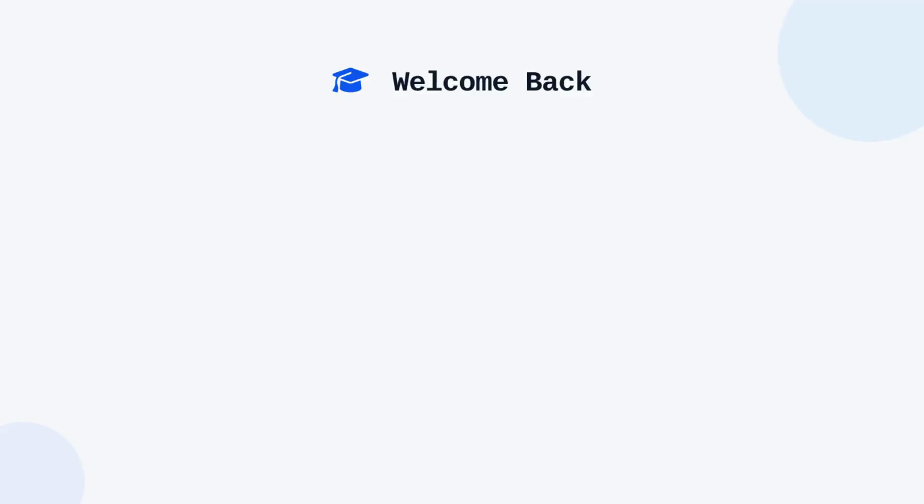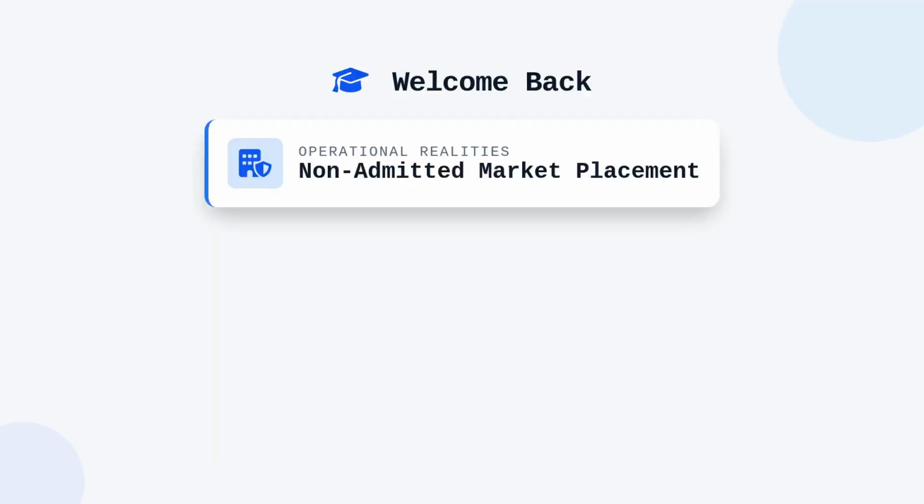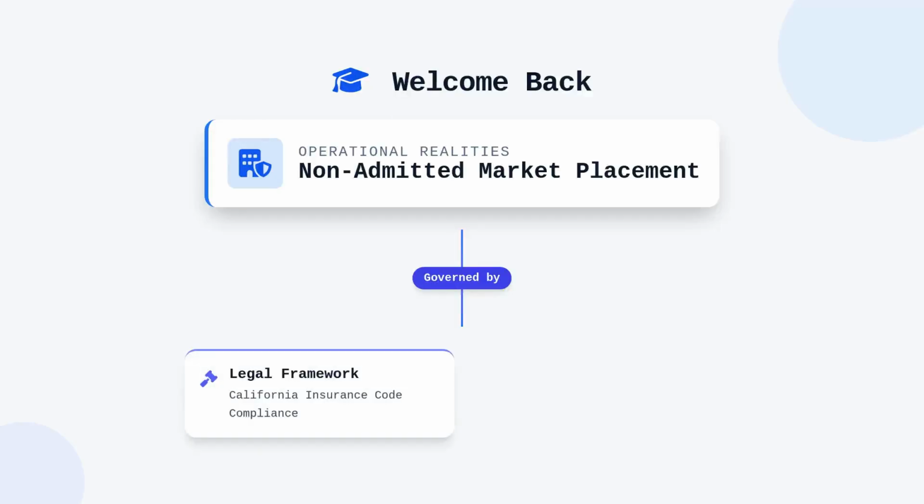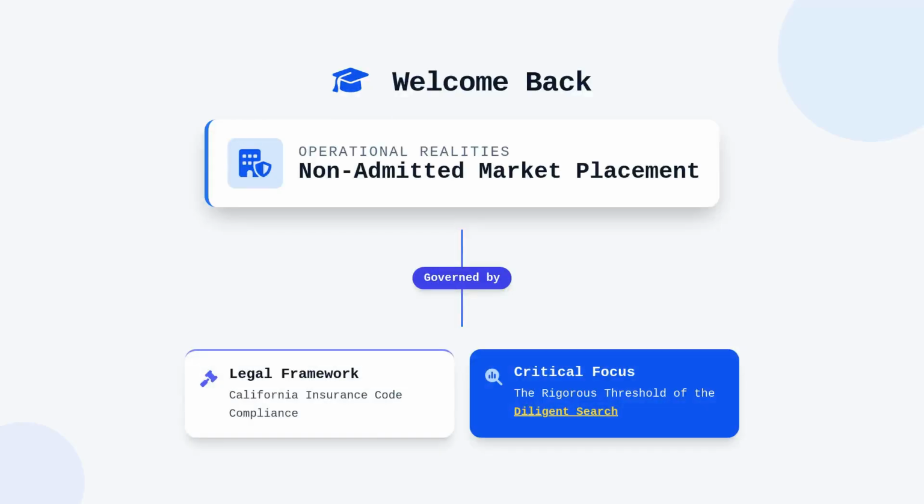Welcome back. Today we're going to examine the operational realities of placing business in the non-admitted market under the California Insurance Code, specifically looking at the rigorous threshold of the diligent search. The surplus lines market exists to capture risks that standard carriers cannot or will not accept, but it is never meant to act as a primary choice for a broker.